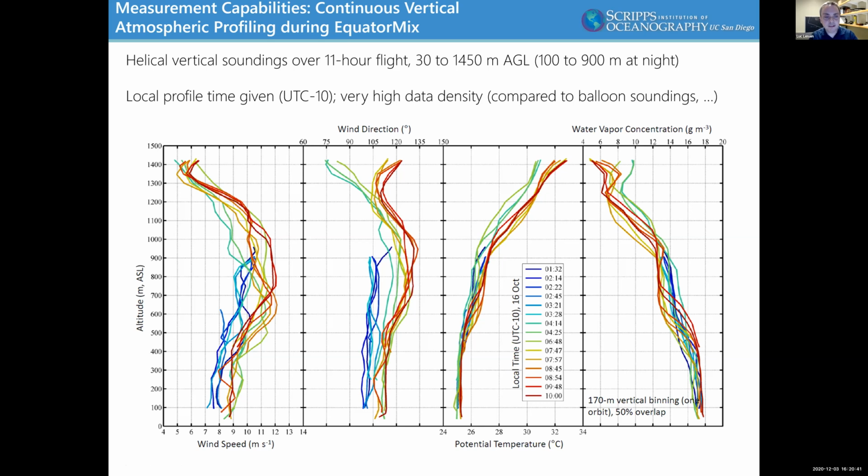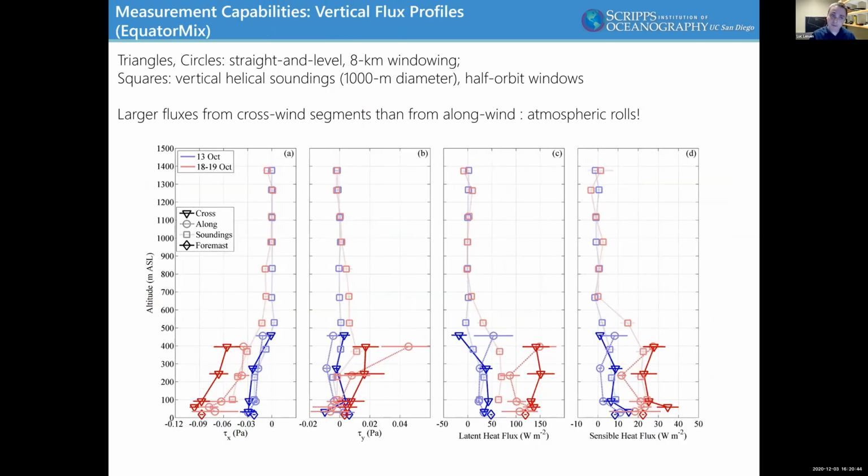And what makes those platforms different is we can also do flux. And this is some example here of collecting flux, momentum flux here, latent heat flux, sensible heat flux, in a sounding configuration here, and that's going up, as well as during straight flight. And there was a lot of work done by Ben on this. What we're showing here is, you see difference when you do crosswind and long wing legs, and this is something that is known. This is associated with atmospheric rolls.